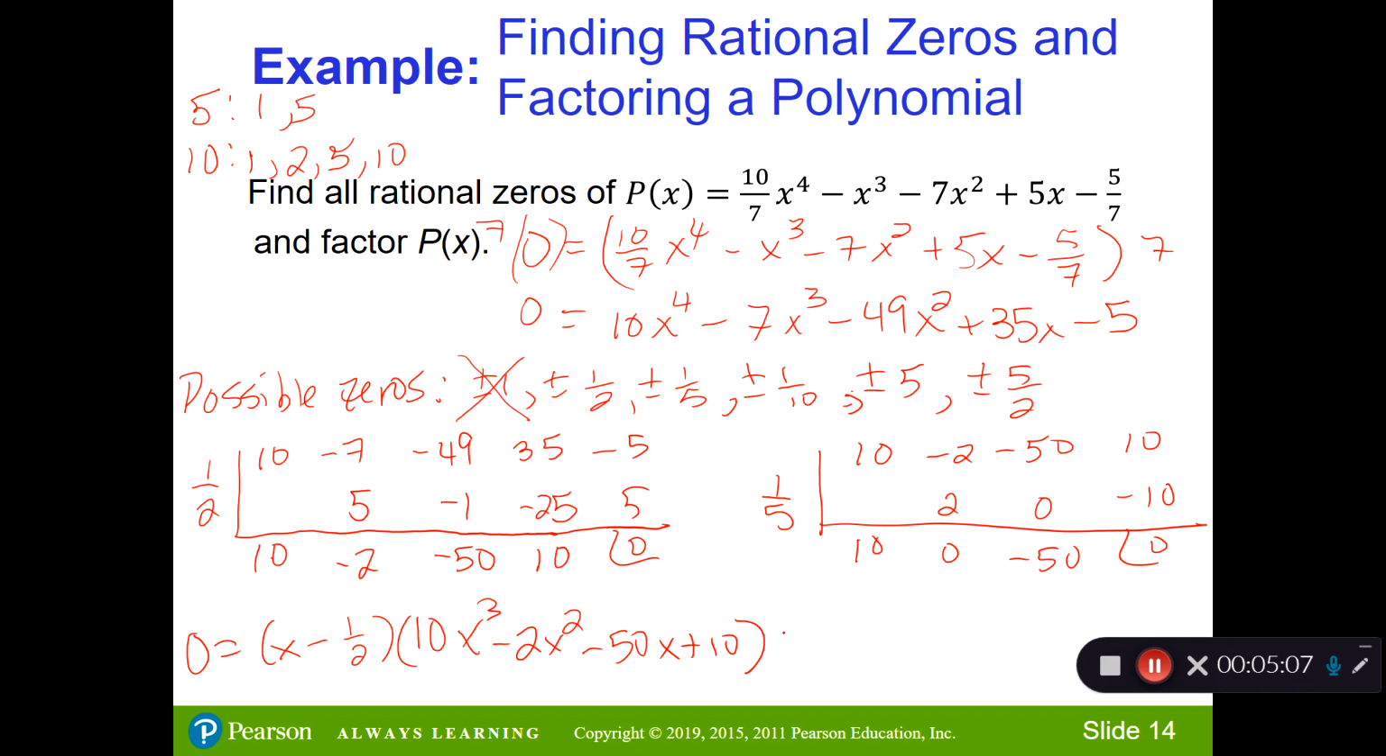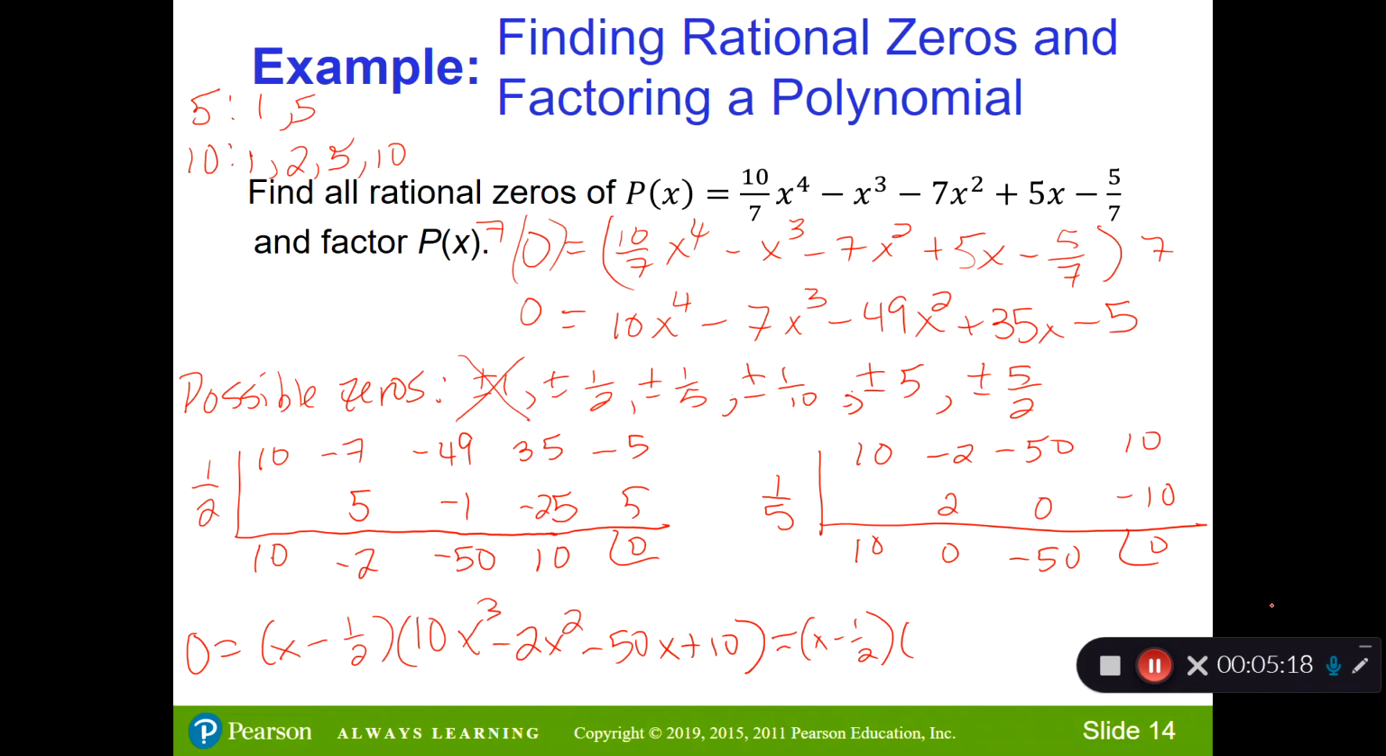All right, so that means that now we're factoring into x minus a half times x minus 1/5 times 10x squared, because we go 1 lower than the x cubed, so 10x squared minus 50.